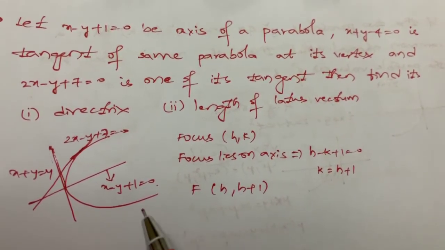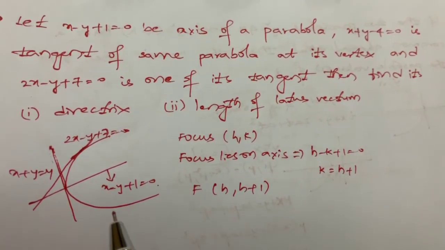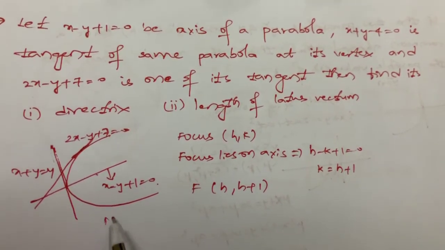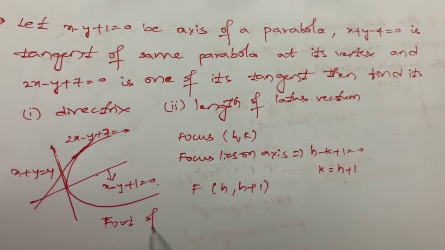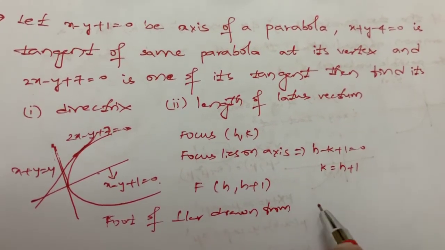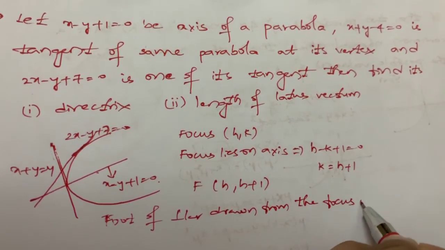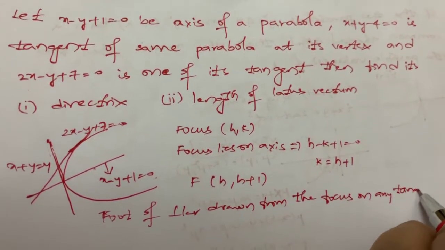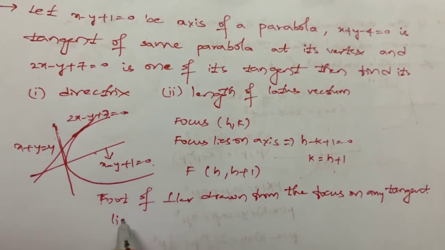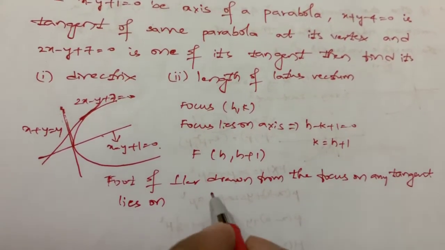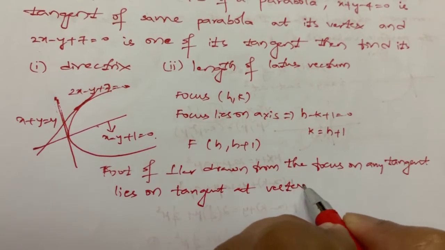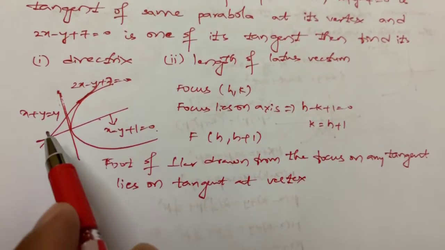What we know is the property of the parabola. The property of the parabola says that the foot of the perpendicular drawn from the focus on any tangent lies on the tangent at vertex. So I have to find the foot of the perpendicular with respect to this tangent.